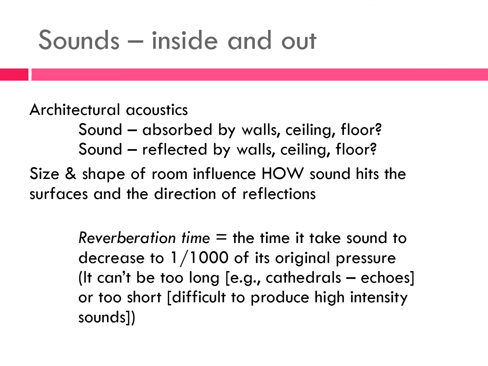And this brings us to the discussion of architectural acoustics. So when we're inside, we have all this indirect sound that's being sometimes absorbed by the walls, the ceiling, the floor. There's some sound that's being reflected by the walls, the ceiling, the floor. It really depends on what makes up those parts of our rooms. And also the size and the shape of the room influence how sound hits those surfaces and then the direction of those reflections. So what kind of reflected sound or indirect sound that we are going to receive.